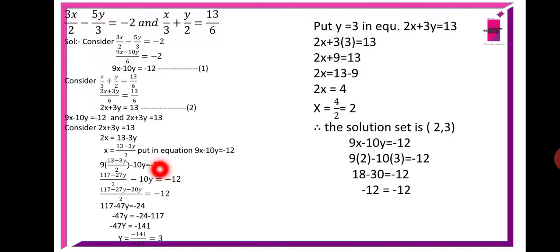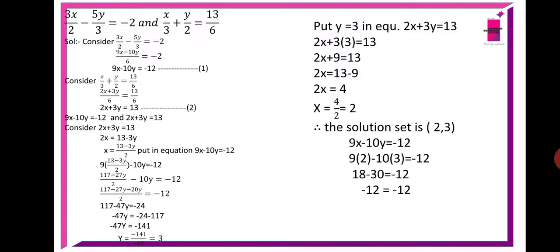Now you will get 9 into (13 - 3y)/2 - 10y = -12. So if you simplify, you will get -47y = -141, or y = 3. You keep y = 3 in the equation 2x + 3y = 13, and you will get x equal to 2.